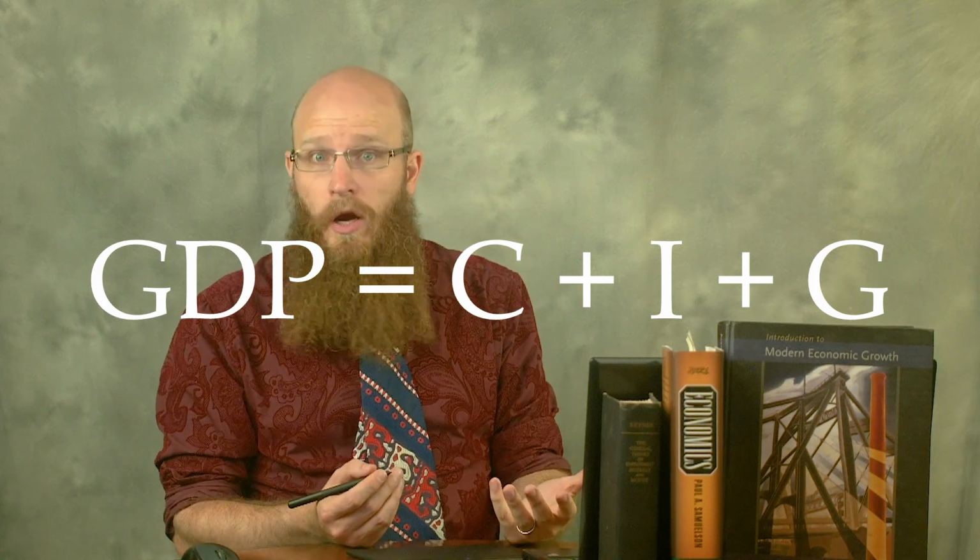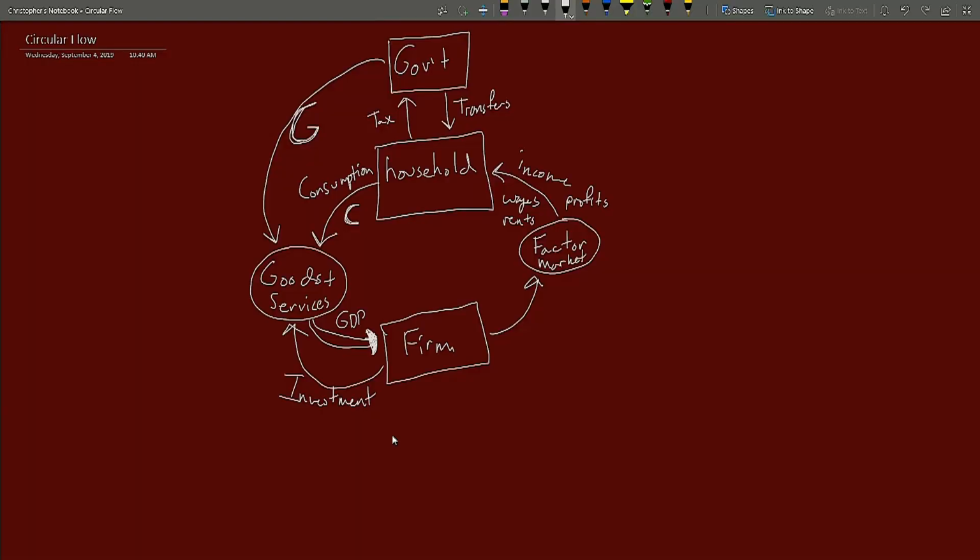So at this stage, we have GDP equaling C plus I plus G. This is a closed economy. What do we mean by closed? We're not trading with the outside world. We haven't put the outside world in here yet. Let's do that now. That'll be our fourth player in our market.